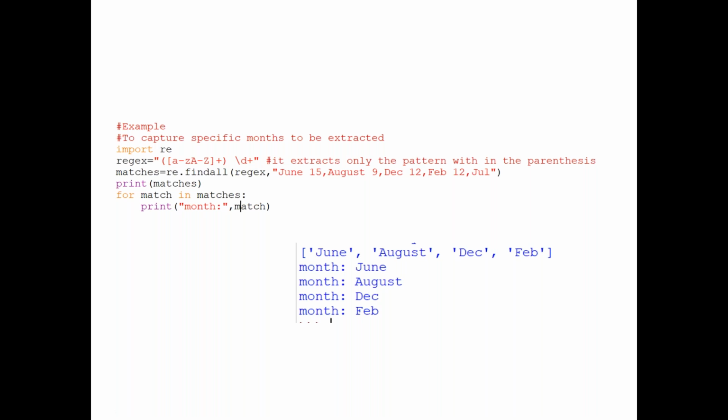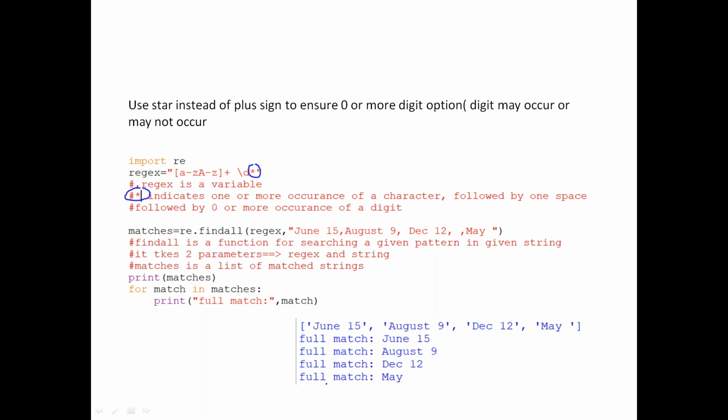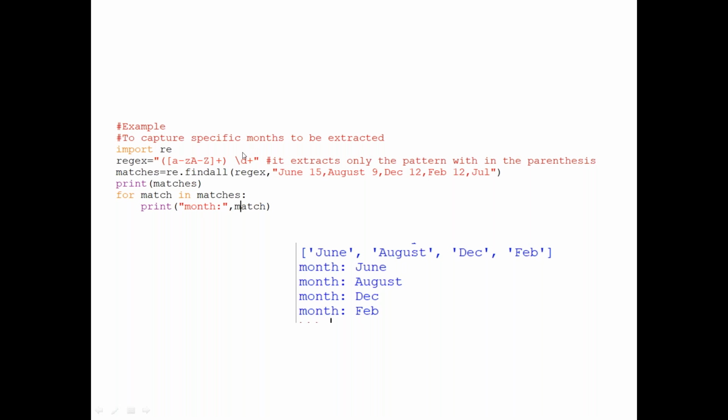So minimum one digit has to be there. It extracts only the pattern which is in parentheses. Now if you observe here, in the previous one there is no open and close bracket for the month. But right now I just use open and close brackets. If I'm not using open and close brackets, it will fetch the entire format, month with the date. But if I use open and close brackets, it will fetch the data which is within the brackets, and the rest of the things will be skipped.